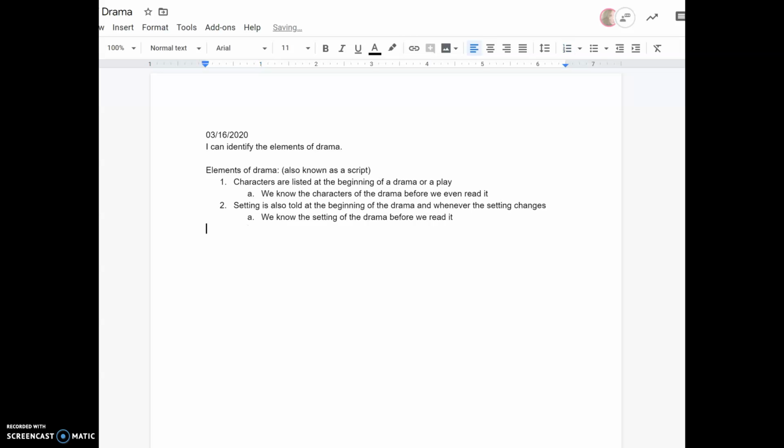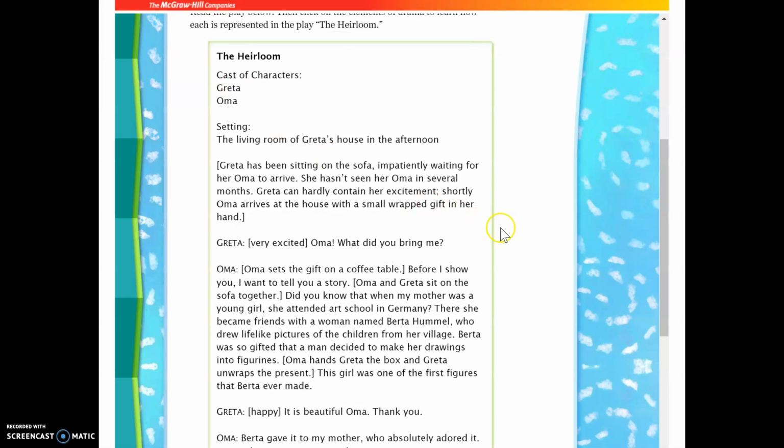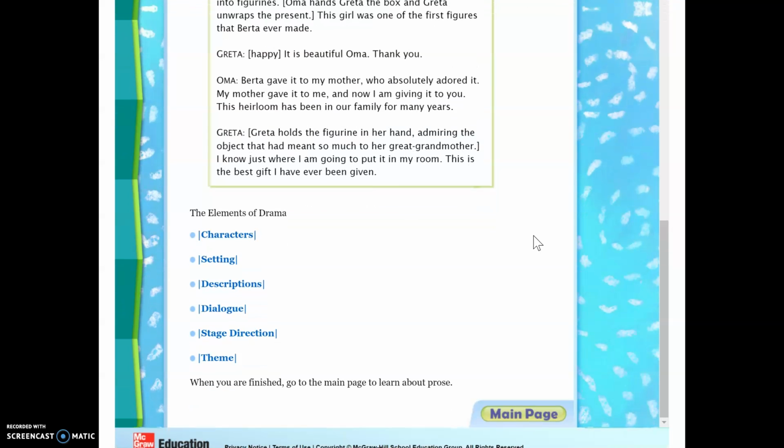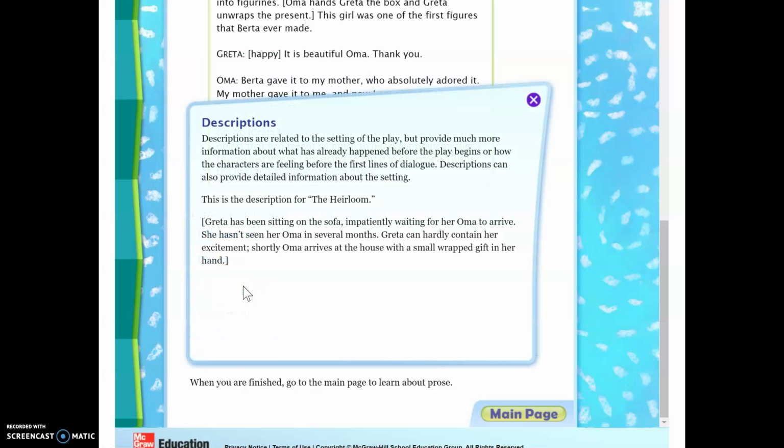So something I like about that is that it gives you this frame of mind. If you know where something is taking place, it sets you up to understand the story better. Absolutely. We can start to visualize a little bit sooner before we read the details. Yeah. The next element is descriptions.